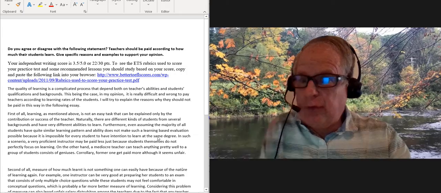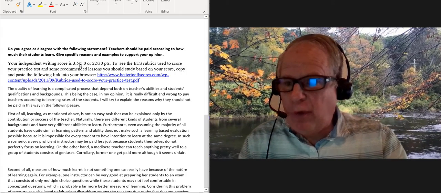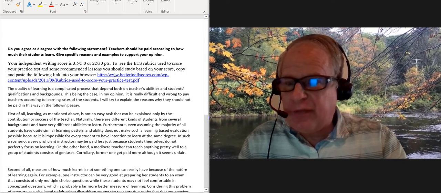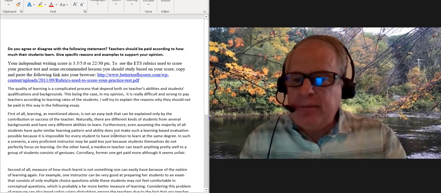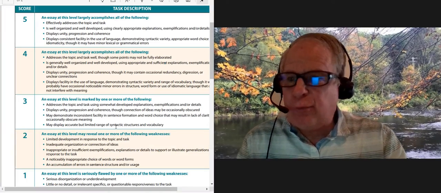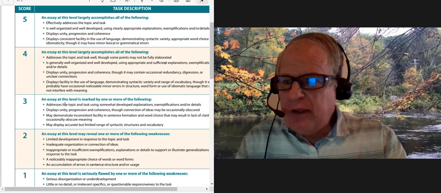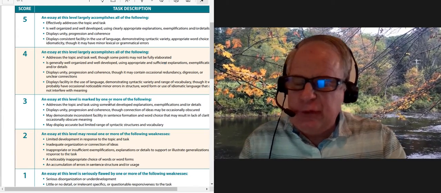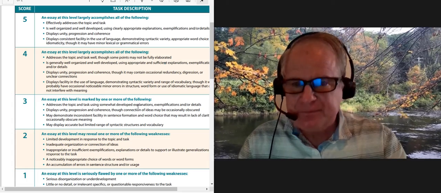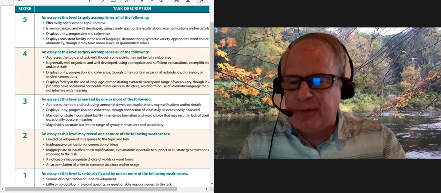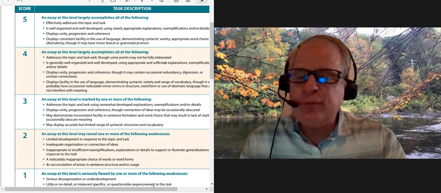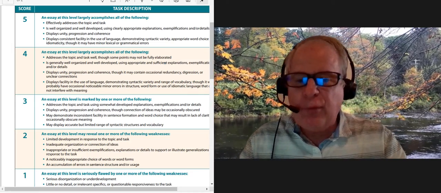I scored your essay here at 3.5 or 22 points out of 30. So if you look over at the official rubrics here, here's the one thing I think you can work on right now. It says addresses a topic and task using somewhat developed explanations, exemplifications, and or details. It means you can probably develop your points a little bit more.